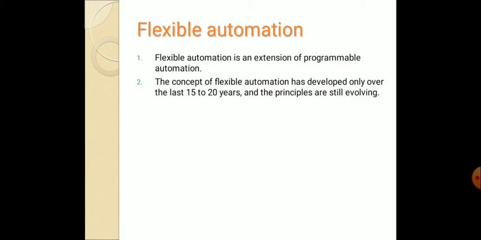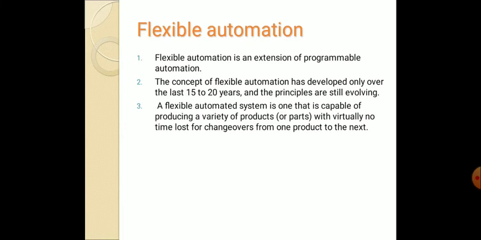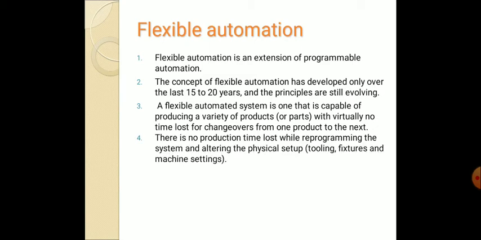Next one is the flexible automation. So what is this flexible automation? Flexible automation is an extension of programmable automation. The concept of automation has developed only over the last 15 to 20 years and principles are still evolving. The flexible automated system is one that is capable of producing a variety of products, with virtually no time lost for the changeover from one product to the next. So there is no production time lost while reprogramming the system and altering the physical setups.